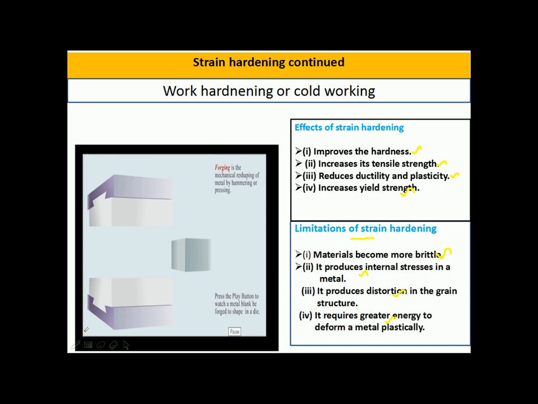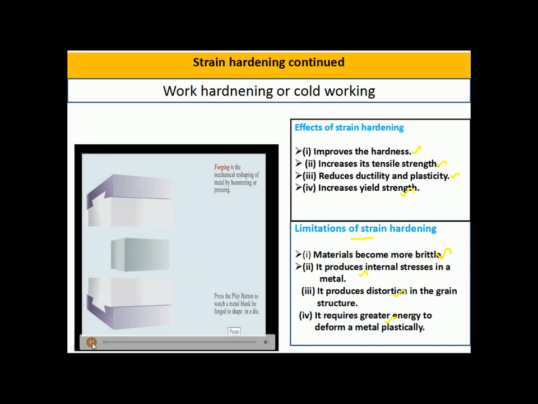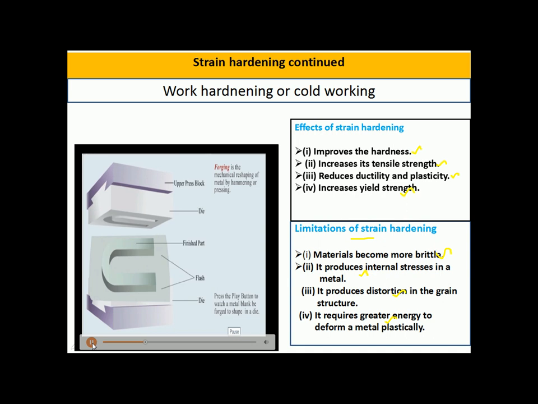Now we see one video clip. Here how the work hardening or cold working is done. The first example, forging. The forging means mechanical reshaping of metal by hammering or pressing. Pressing means the compression force is given. See the magnet, the shape of the magnet changes due to the compression.